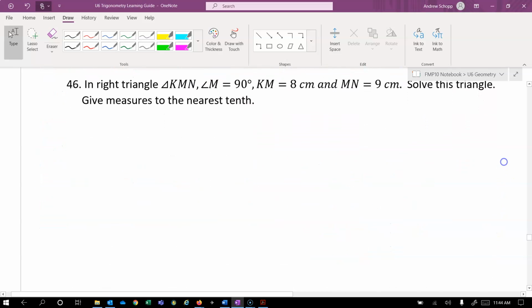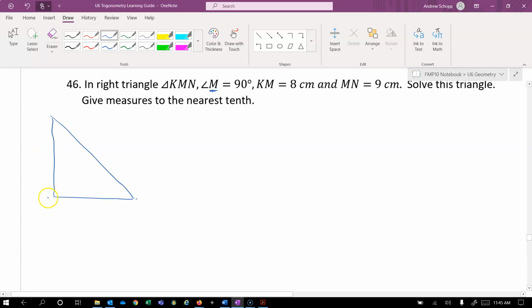Question 46. In right triangle KMN, angle M is 90 degrees, KM is 8 centimeters, and MN is 9 centimeters. Solve this triangle. So this one's tough because we don't even have the triangle yet. But we have some pieces of information. We know that M is the 90-degree angle. And we have KM is 8 and MN is 9. So there's one that's going to be a little bit longer than the other one.